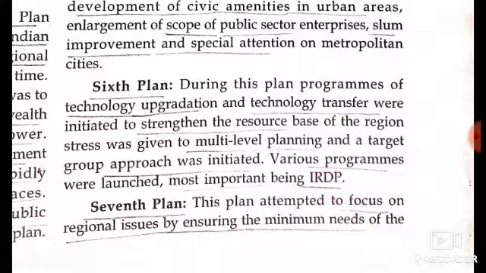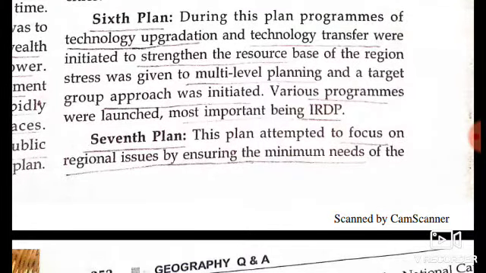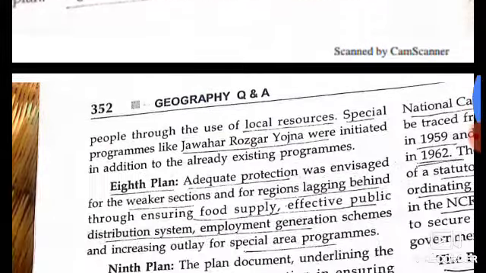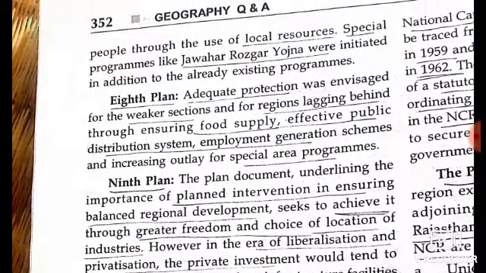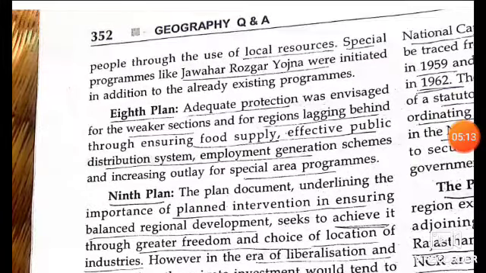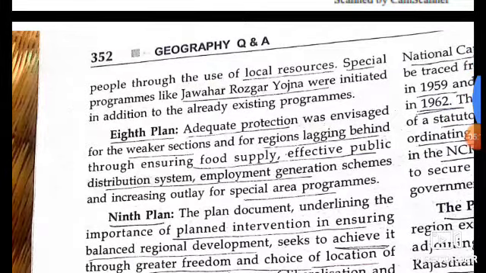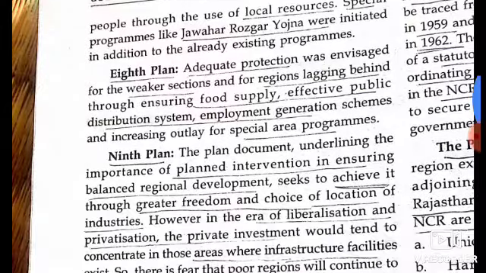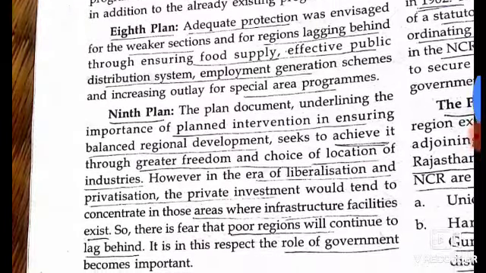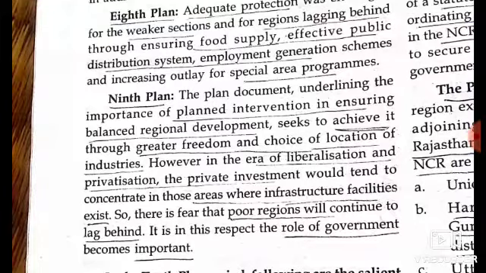Seventh plan. The plan attempted to focus on regional issues by ensuring the minimum needs of the people, through the use of local resources, and special programs like Jawahar Rozgar Yojana were initiated in addition to the already existing programs. Eighth plan. Adequate production was envisaged for the weaker sections and for regions lagging behind, ensuring food supply, an effective public distribution system, employment generation schemes, and increasing outlay for special area programs.